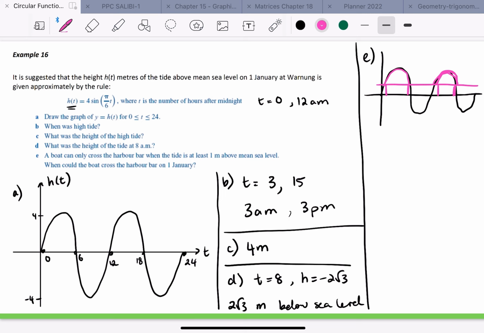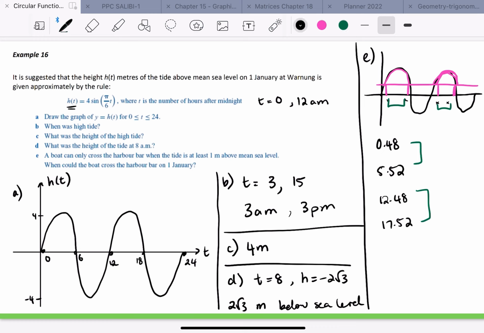So what are our 4 numbers? Well, I'm going to have 0.48, 5.52, 12.48 and 17.52. So that's each of these values over here. And I can see that the boat can cross between these two and between these two. So we just now want to present our answer in a more reasonable manner.